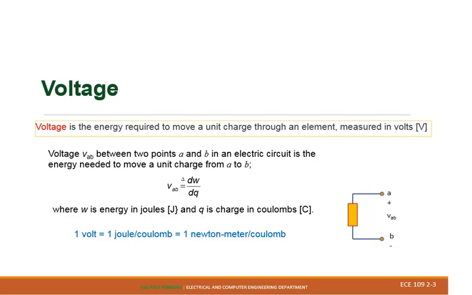So voltage is the energy required to move a unit charge through the element. We measure it in volts. The voltage VAB between two points A and B in an electric circuit is the energy needed to move a unit charge from A to B. That's why we can represent the voltage VAB equal to dW over dQ, which we mentioned in the previous lecture note. In this case, W is the energy measured in joules, and Q is the charge measured in coulombs. So basically 1 volt is equal to 1 joule per coulomb. So this is the voltage VAB, with plus and minus signs at the terminals.